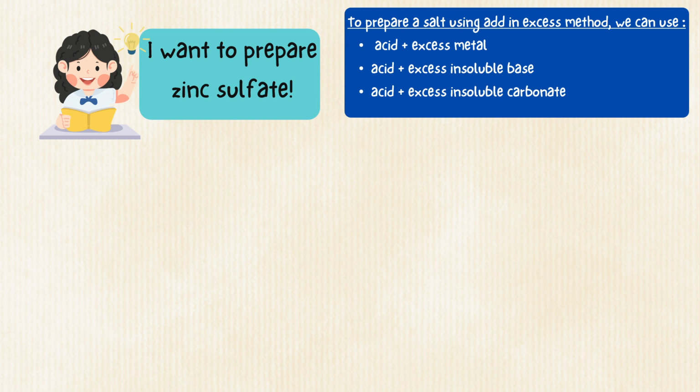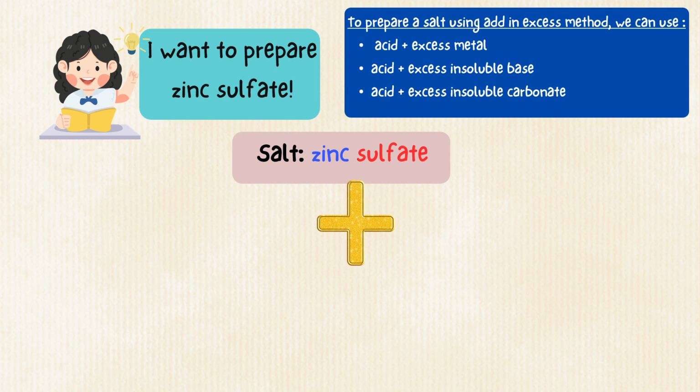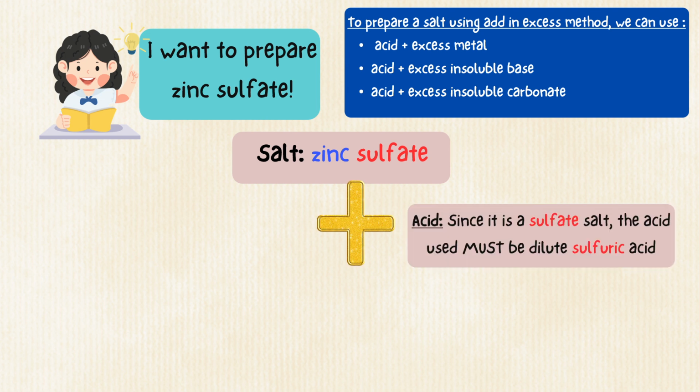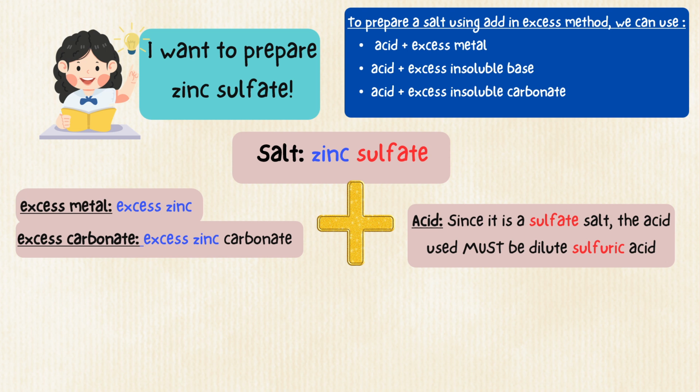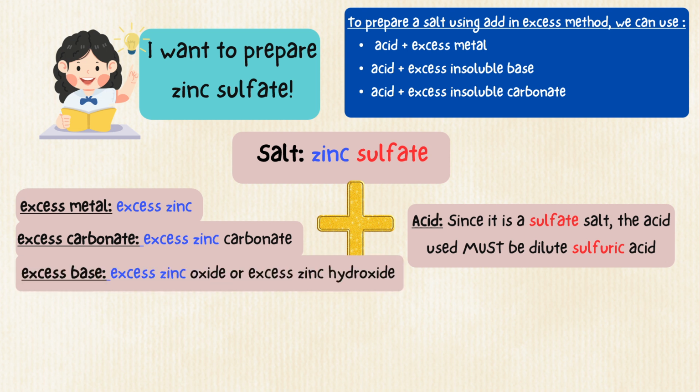So for zinc sulfate, the acid that we are going to use to react with our metal, base or carbonate would be sulfuric acid, because sulfuric acid contains sulfate ions. Now my other starting material must be able to provide us with zinc ions for my salt. So I can either use excess zinc, or excess zinc carbonate, or excess zinc oxide or zinc hydroxide. So recall bases are metal oxides or metal hydroxides.